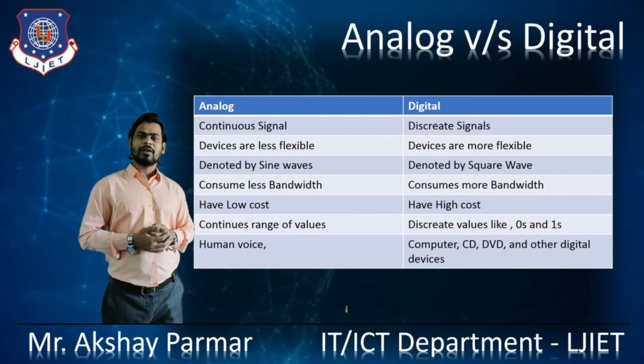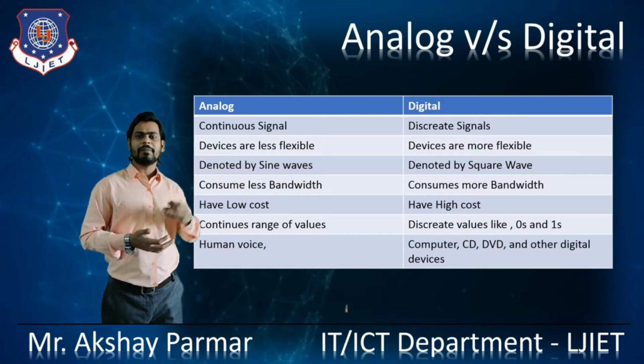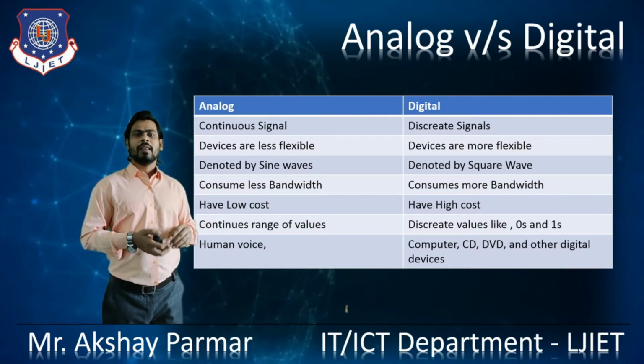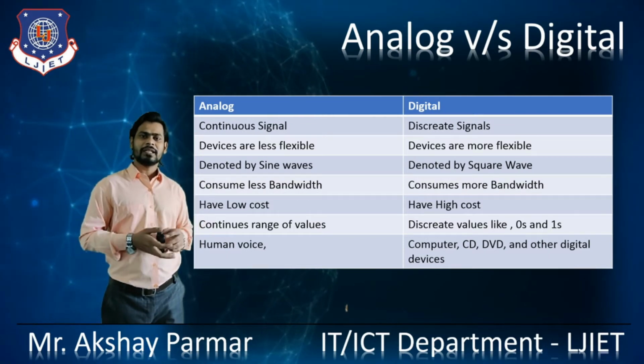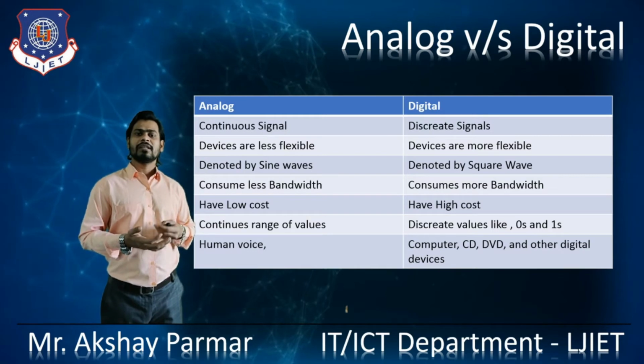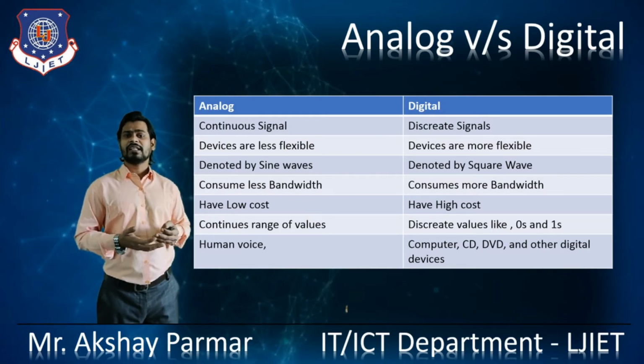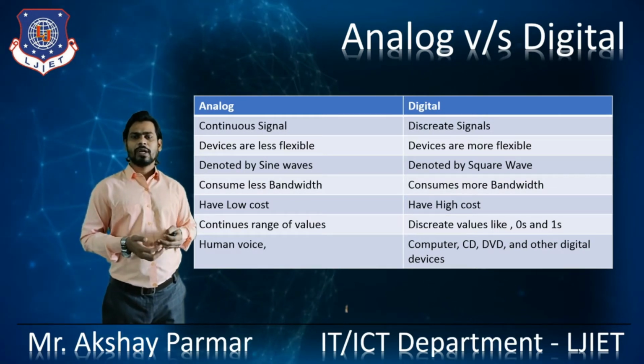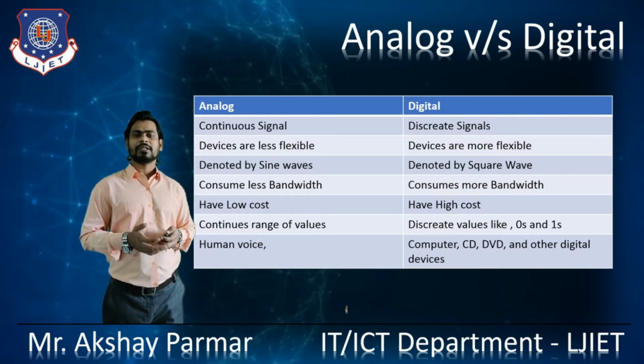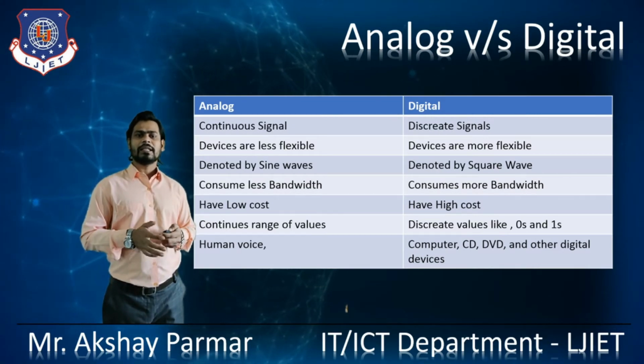An example of an analog signal is human voice. You can have any peak between the given range, right? But in digital signals, computers, DVDs, CDs, and any other digital devices store digital signals. So this is all about analog and digital signals.